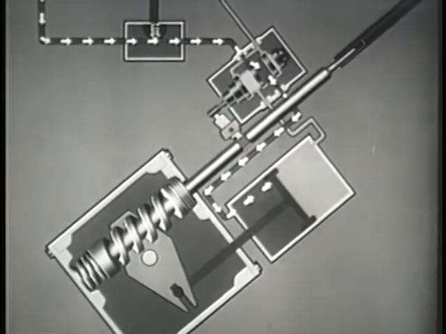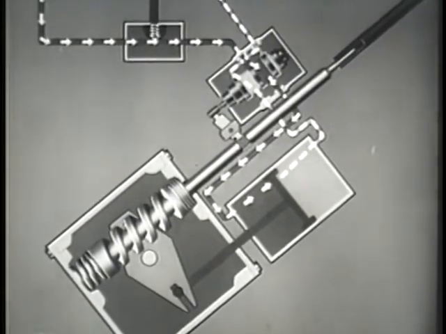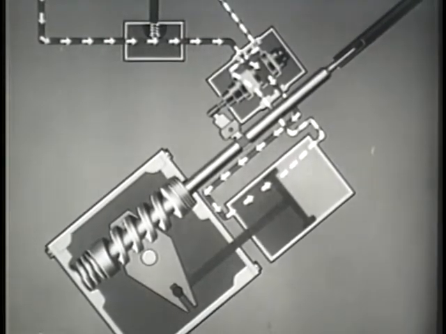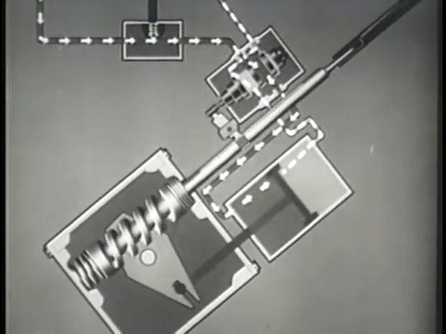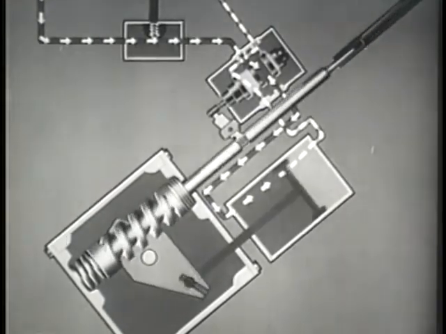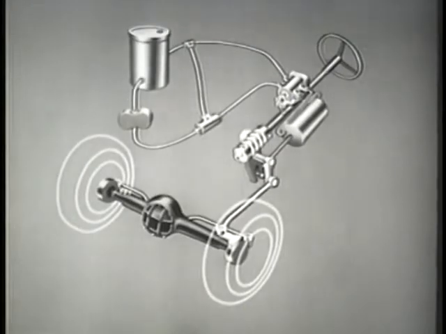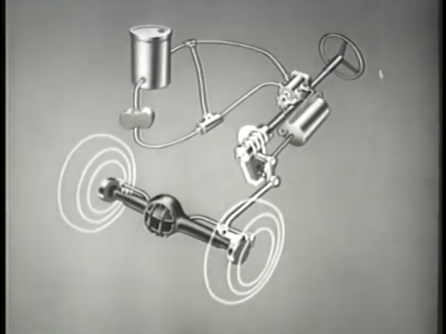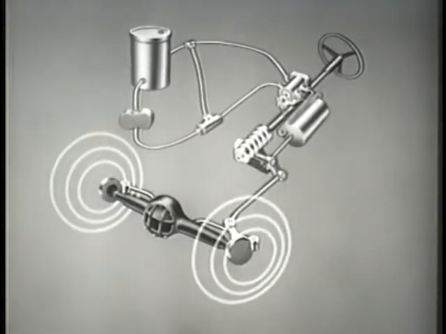At the same time, fluid from the other side of the piston is displaced by pressure differential and forced up and around the unrestricted passageway in the control valve to the outlet port leading back to the reservoir. The pressure differential in the power cylinder moves the piston and piston rod, thus applying a mechanical force to the pitman arm shaft lever, turning the wheels in the desired direction.